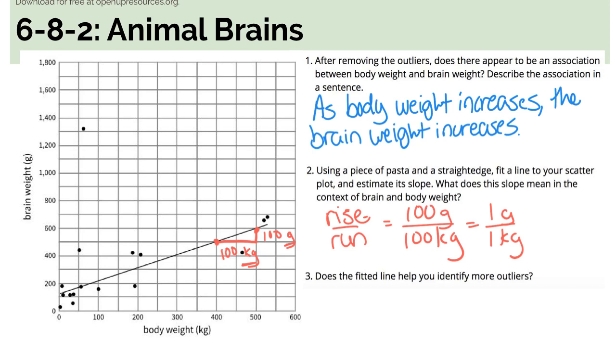Well, what does that mean? Write this down. It means that if your body weight increases by 1 kilogram, the brain weight we are predicting would increase by 1 gram.